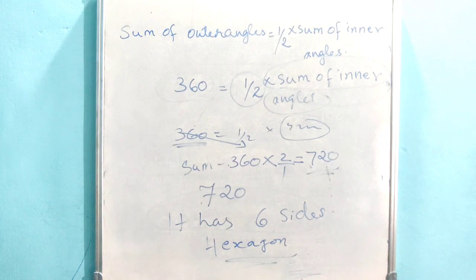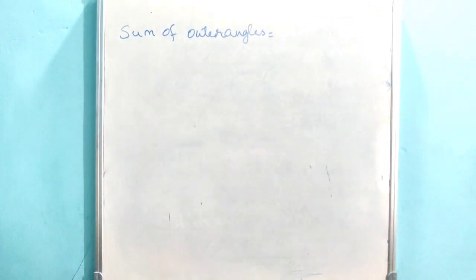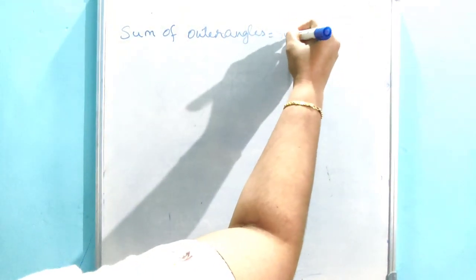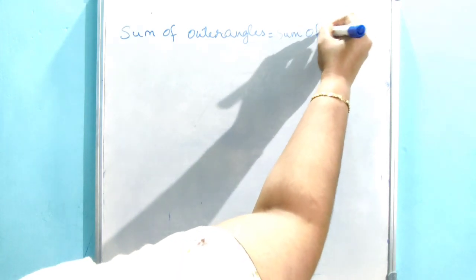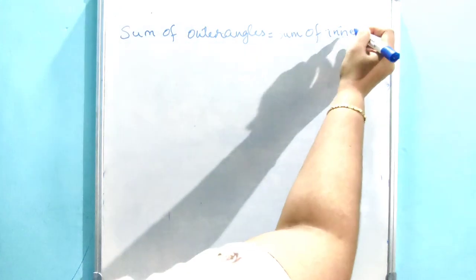Then one more question is here. If the sums are equal, that means the sum of outer angles and the sum of inner angles are equal, then what type of polygon is it? Sum of inner angles and sum of outer angles are equal. What type of polygon is it?